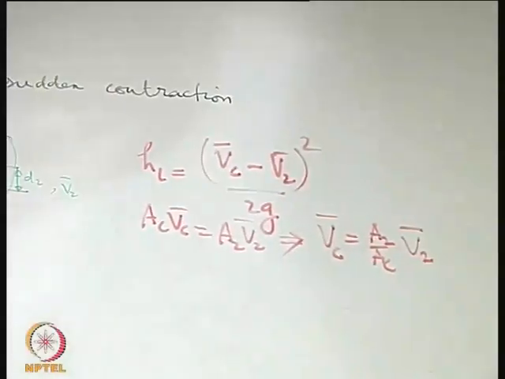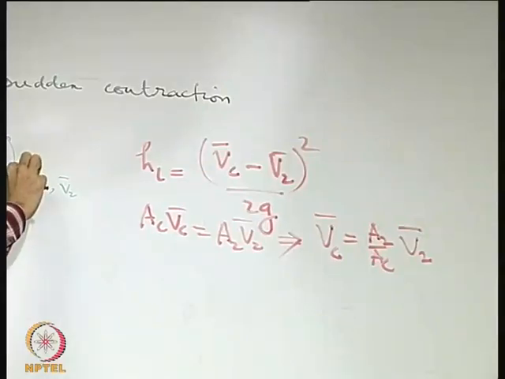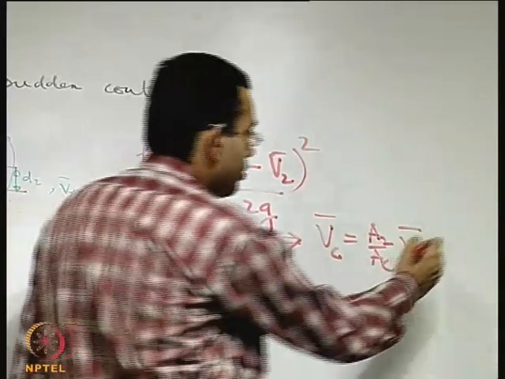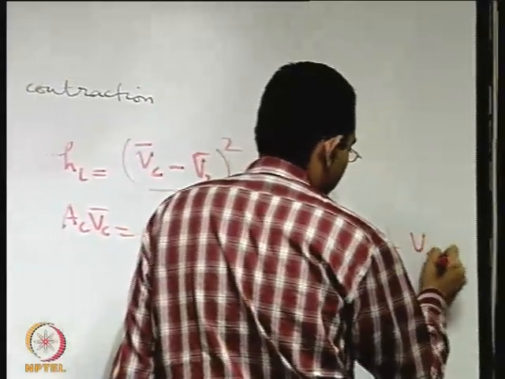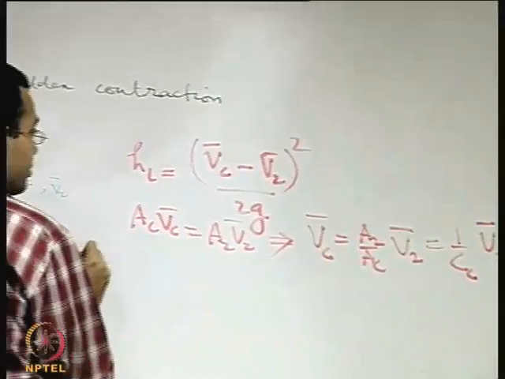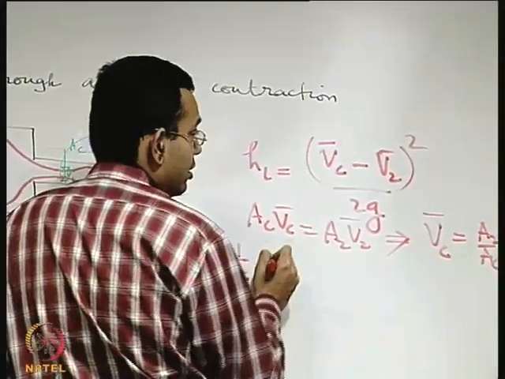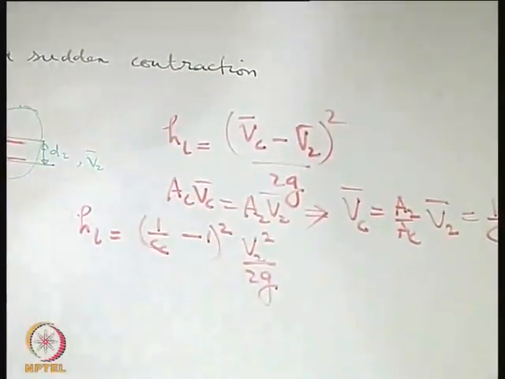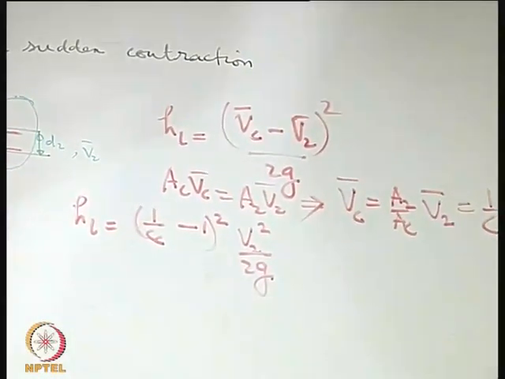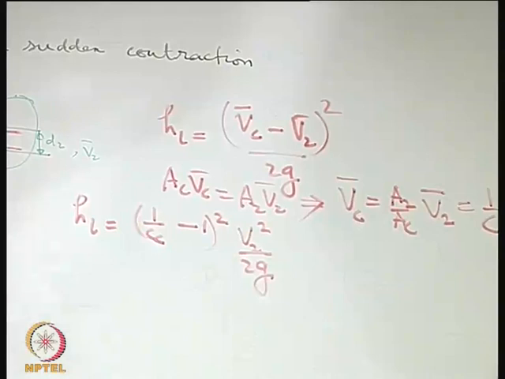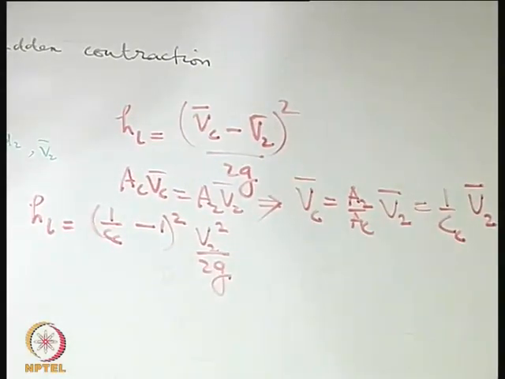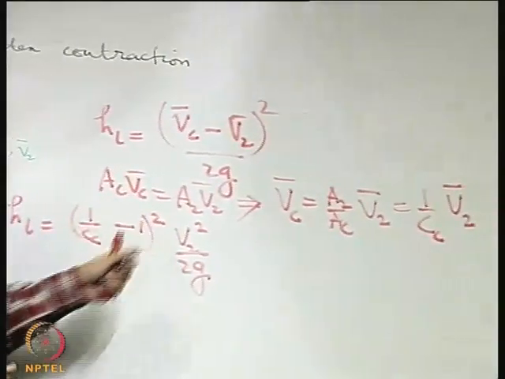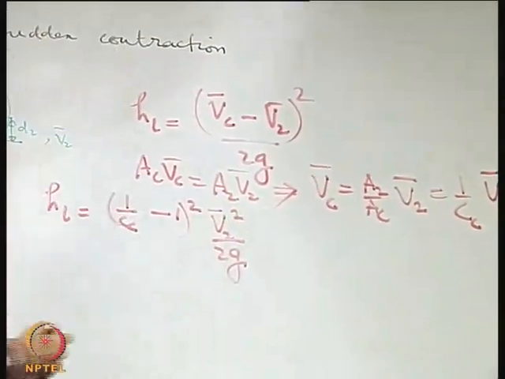If you recall, the area of the vena contracta divided by the area of the corresponding conduit was known as the contraction coefficient, or CC. So this is 1 by CC into V2. Therefore, the head loss will become 1 by CC minus 1 whole square into V2 square by 2g. Now, this head loss will explicitly depend on the value of the contraction coefficient, and accordingly one may write it as a fraction of the kinetic energy at 2.